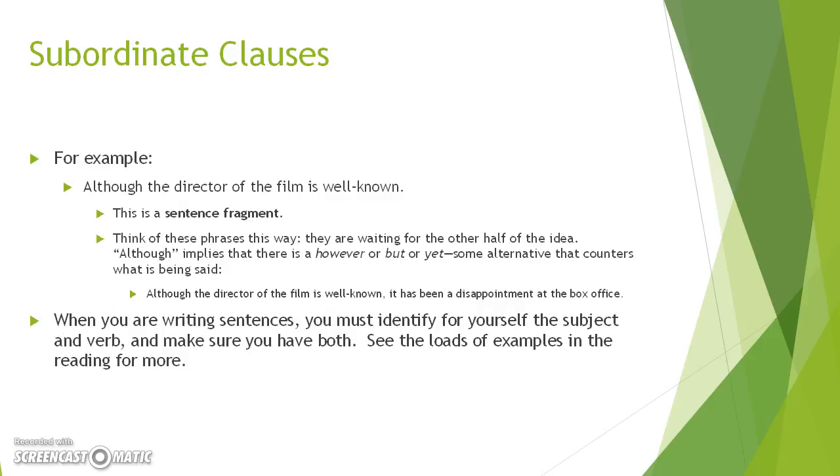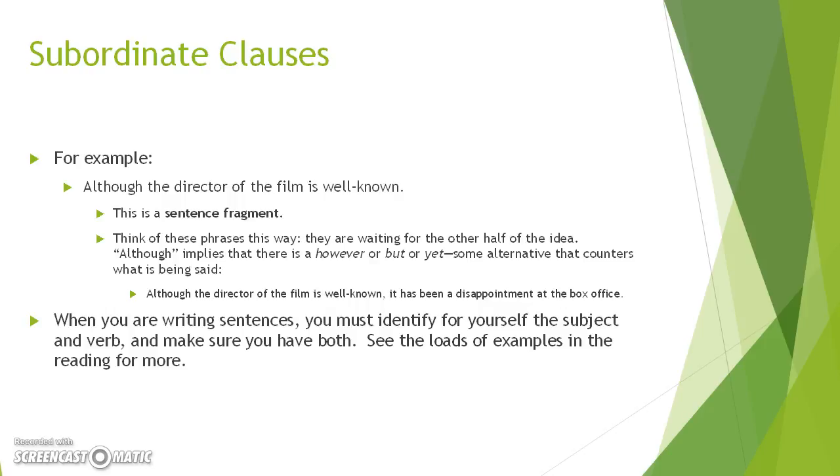For example, this is a sentence fragment. Although the director of the film is well known. Think of these phrases in this capacity. They're waiting for the other half of the idea. They need something else. Words like although and because imply that there's something else. So, for example, with although, the implication is that there is a however, or a but, or a yet. Some alternative that goes with what's being said. Although the director of the film is well known, it has been a disappointment at the box office.